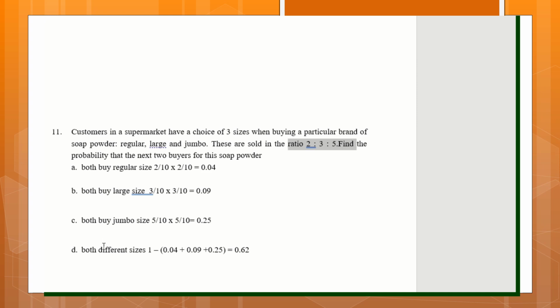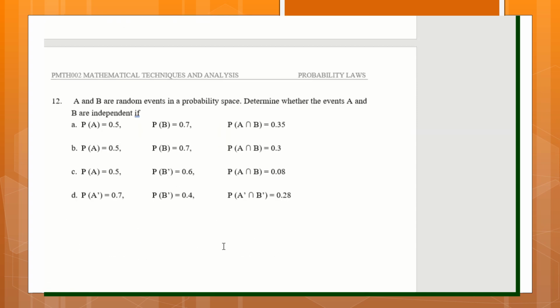Okay. Both buy different sizes. So when both buy different sizes, it is 1 minus all these 3 added up, which is 0.62.